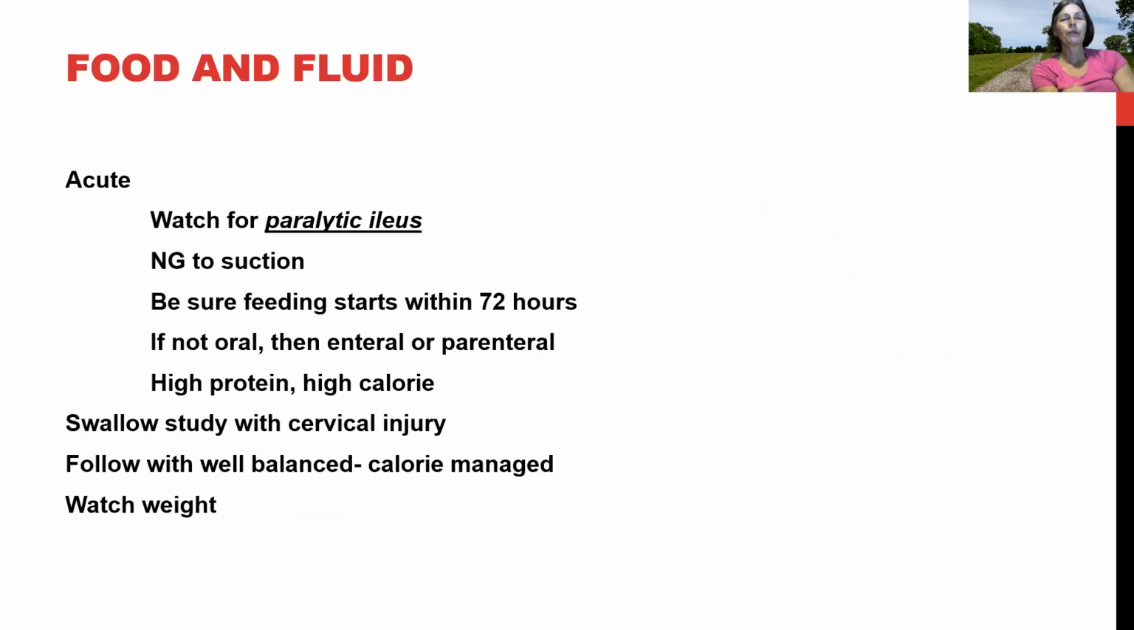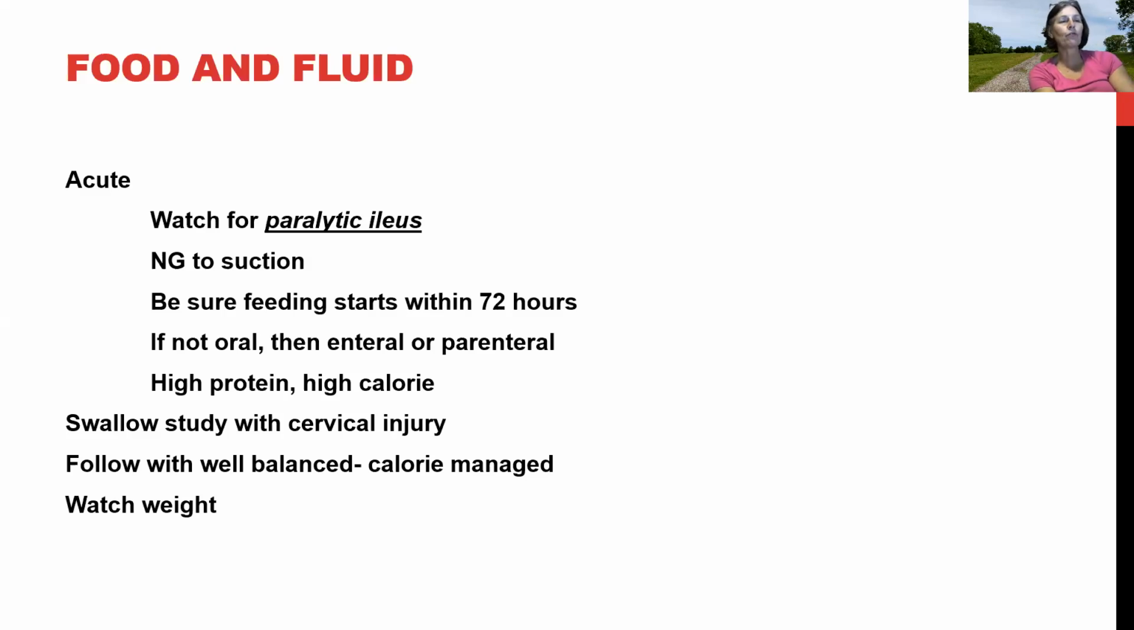Okay, food and fluid. We want this patient to eat. We're going to drop the NG tube and we're going to keep their stomach empty. We're going to put them on proton pump inhibitors. We're going to assess them for the first 48 to 72 hours for paralytic ileus. And if they develop bowel sounds, we're going to make sure we start feeding within 72 hours. If we can't get food into their mouth, we're going to give enteral feedings into their NG tube. And if they have to have it long term, they may end up having to have a gastrostomy tube. But usually they'll begin to eat on their own again.